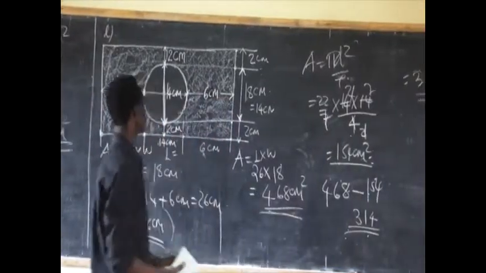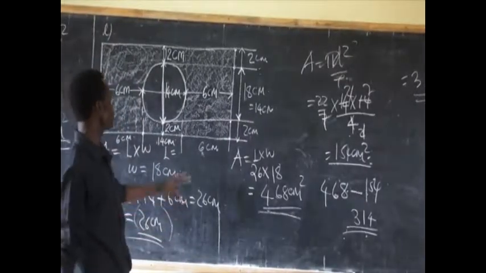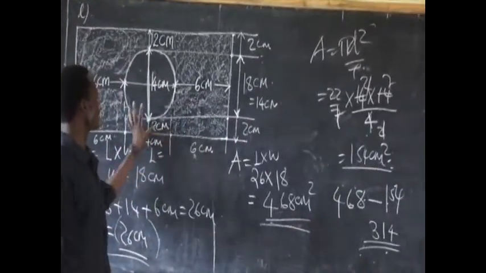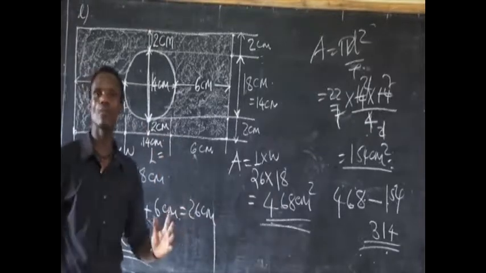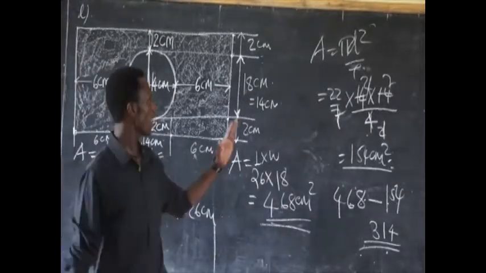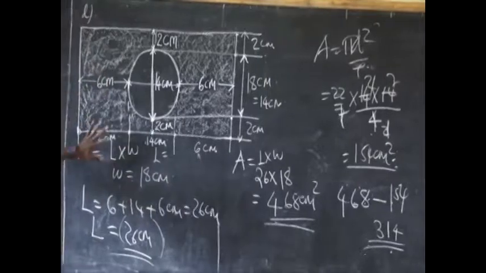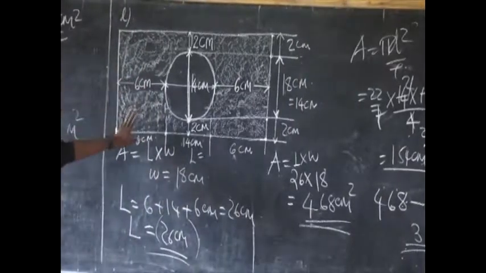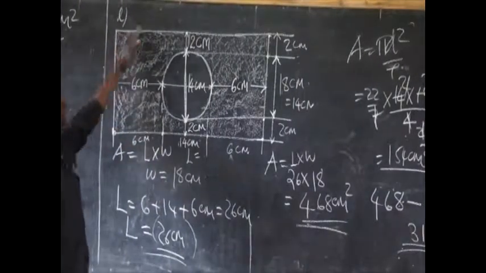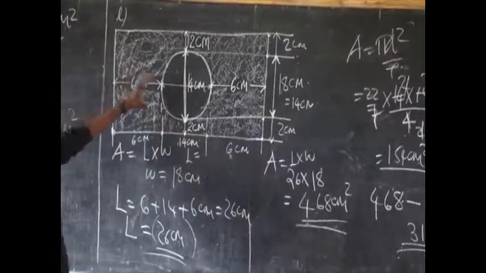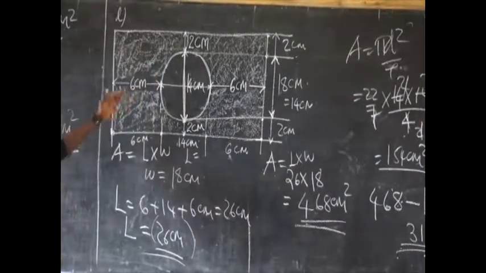Now, let us conclude. As I said earlier, when you want to solve these questions, they are not easy, but the first thing you have to know is the type of shape you are dealing with. What kind of shape are you dealing with? Then after you have known the shape, you have to know what the problem with that question is.